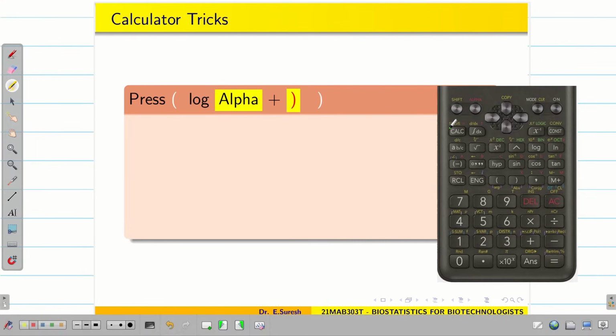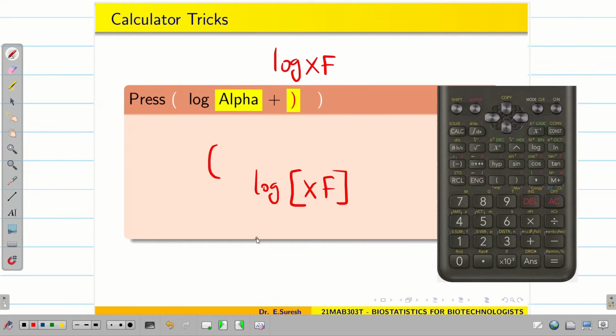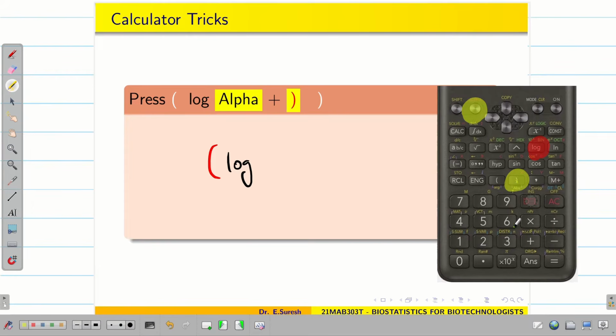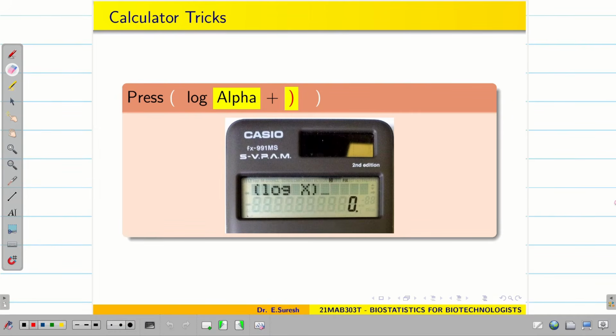Now take your calculator. First put the bracket, because I am going to multiply log x with f. If you write simply log x f, the calculator may take the value as log of x into f. So you should be very careful. So I will put a bracket for log. Now to get log, we have to press the log button. Then we get log here, and then we have to press alpha plus close bracket button to get x. Again press the same button without alpha, you get the bracket. It is done. Now you can see this log x in your calculator.